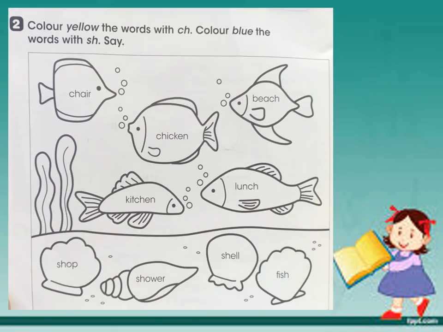And for number 2, color. This one is your homework for today. Color yellow, kuning. For the words with CH, untuk kata-kata yang ada pengucapan CH atau CH. Dan blue, biru, untuk kata yang SH, yang ada pengucapan SH-nya. Kemudian, you have to say. So, look at the words, chair. C, CH, very good. So, color this one with? Yes, good, yellow. Okay, can you? Of course.